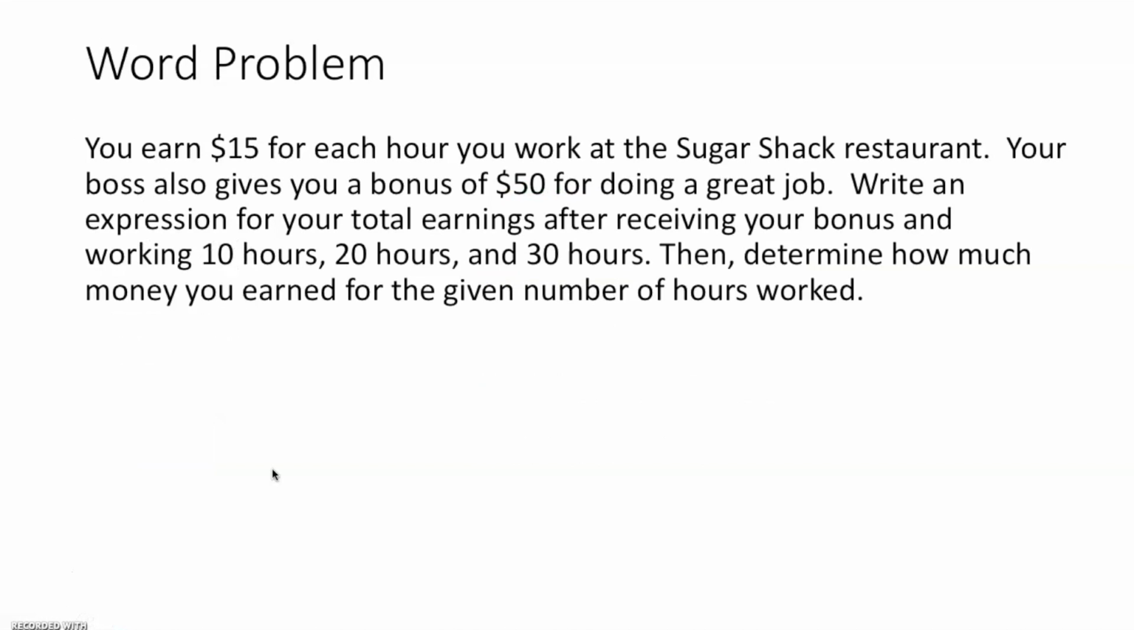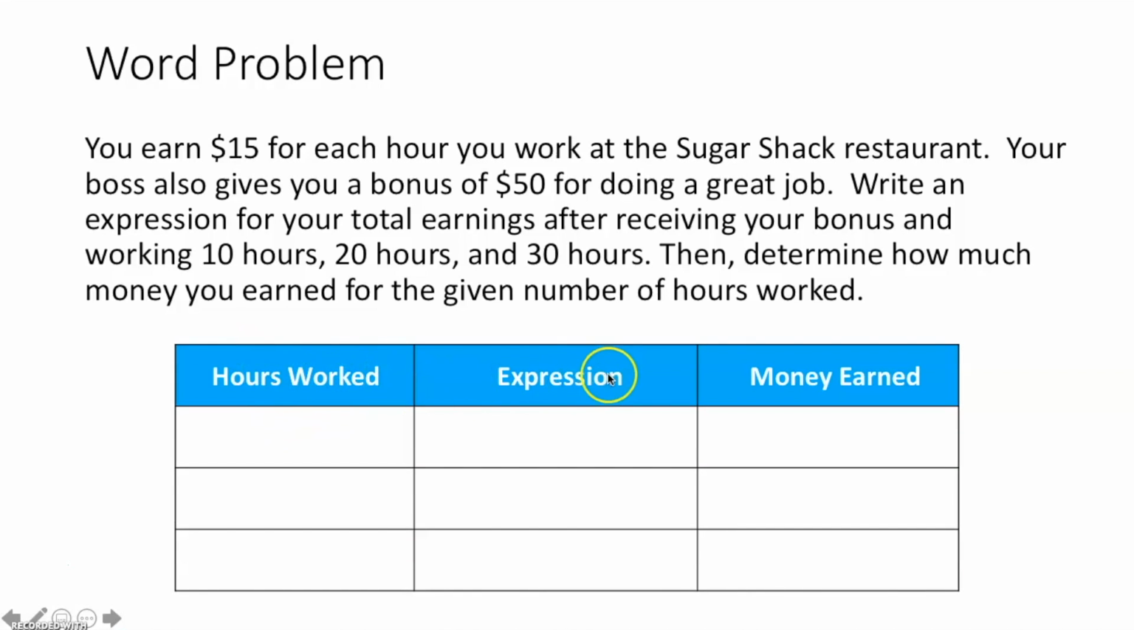So our word problem says you earn $15 for each hour you work at the Sugar Shack restaurant. Your boss also gives you a bonus of $50 for doing a great job. Write an expression for your total earnings after receiving your bonus and working 10 hours, 20 hours, and 30 hours. Then determine how much money you earned for the given number of hours worked. So here's what we're going to do. We're going to create a table with our hours worked, our expression, and then the total amount of money earned.